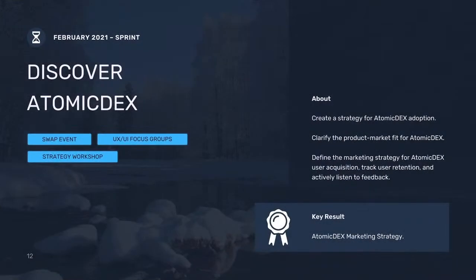Hey, everybody. This is the first open discussion of a set of 6 over the different campaigns that Komodo is going to be doing over the next 6 months, the first half of the year. What we're going to be talking about is the Discover AtomicDEX February campaign path and the plan associated with that.